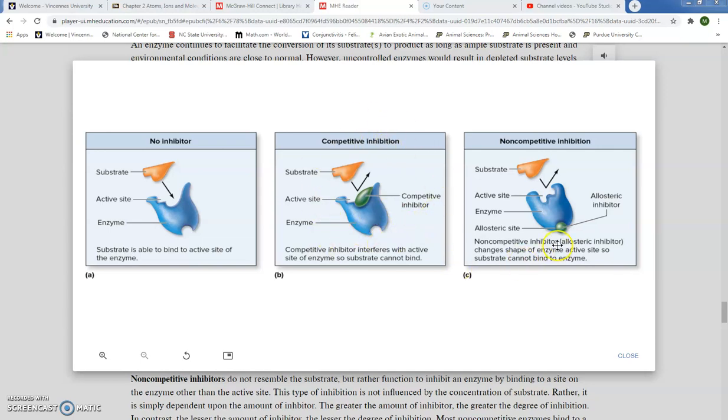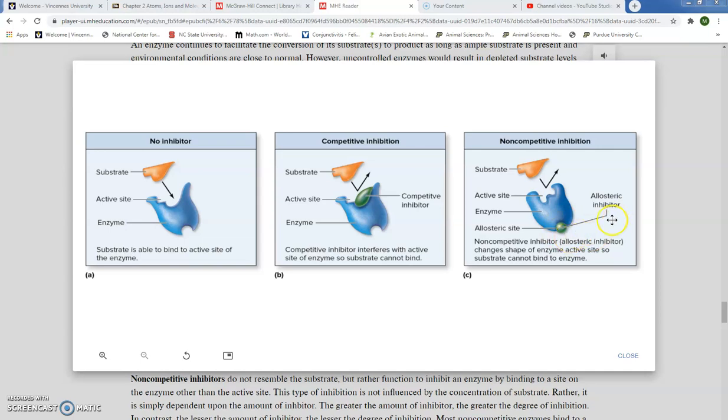And then the last type of inhibitor is a non-competitive inhibitor. And why they call it non-competitive is that it doesn't compete with the active site. What it does is it has a particular shape that will bind to another area on the enzyme. They call it the allosteric site. So there's this little site here, an allosteric site.